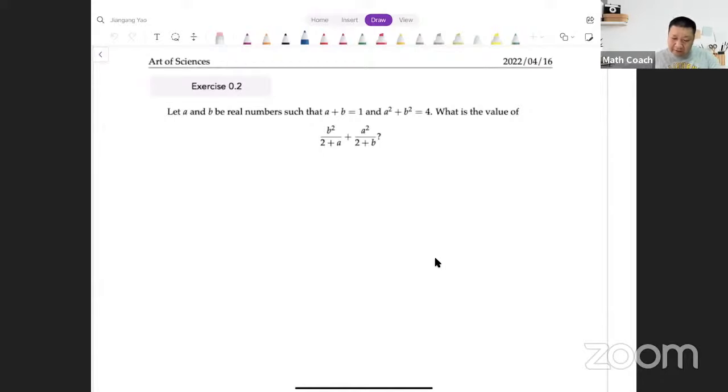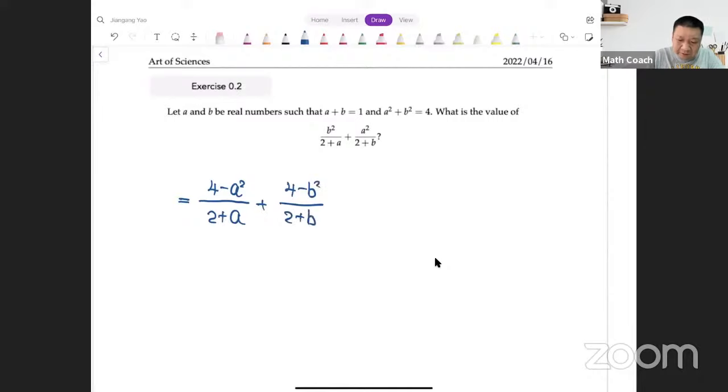Okay, now for this question, what is my gut feeling when I read it? When I see a plus b equals 1, that's nice, it's symmetric. I see a squared plus b squared equals 4, that's symmetric. But then I see the expression to be calculated. I hate the numerator, right? So I work on the numerator. How to change b squared? I'll change it into 4 minus a squared, and then it's 2 plus a. And then I will change a squared into 4 minus b squared, over 2 plus b.